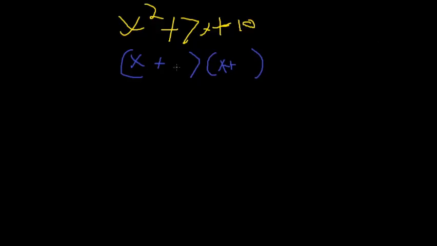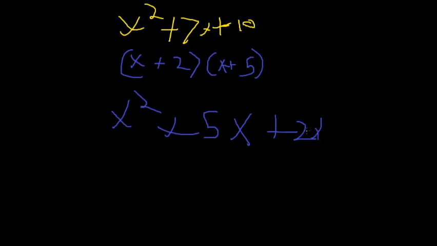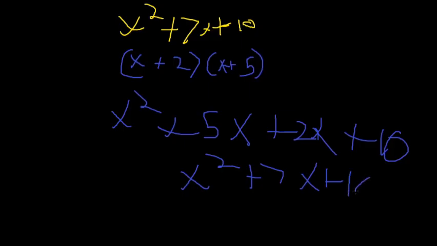So the common factors could be 2 and 5. Now let's check that using FOIL. x times x, x squared, x times 5, 5x, x times 2, 2x, 2 times 5, 10. Now simplify. So we got the answer from that. That is how you guess and check, and this is really useful. I suggest practicing this a lot.